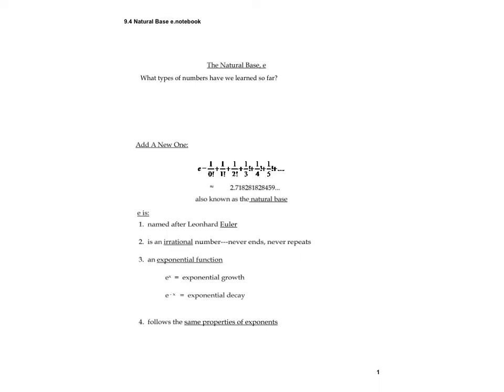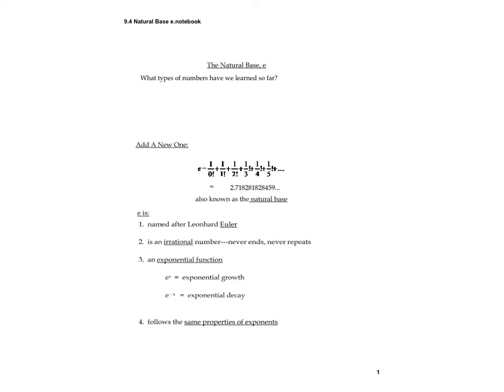let's think about what types of numbers we have learned so far. When you were in elementary school and middle school, they talked about natural numbers, counting numbers, integers. Then they talked about rational numbers. Anyway, e is an irrational number. What does that mean? Irrational numbers cannot be represented as a fraction. For example, pi is the best example of an irrational number.